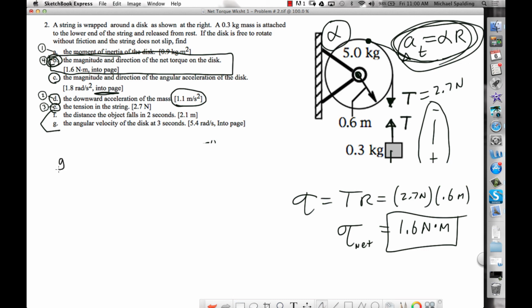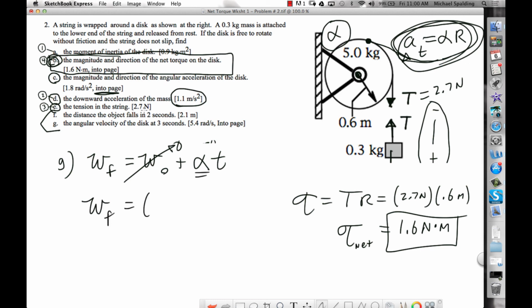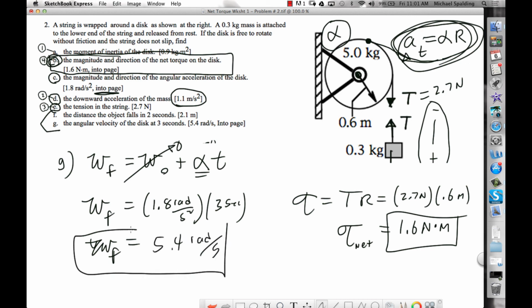And then lastly, the angular velocity of the disk at 3 seconds. We can do a rotational kinematic. Angular velocity final equals angular velocity initial plus alpha t. Initial angular velocity is 0, and our angular acceleration was 1.8 radians per second squared. So 3 seconds later, the angular velocity is going to be 5.4 radians per second. And just like angular acceleration, you use the right-hand rule. You curl your fingers in the direction of the velocity, and your thumb points into the page.